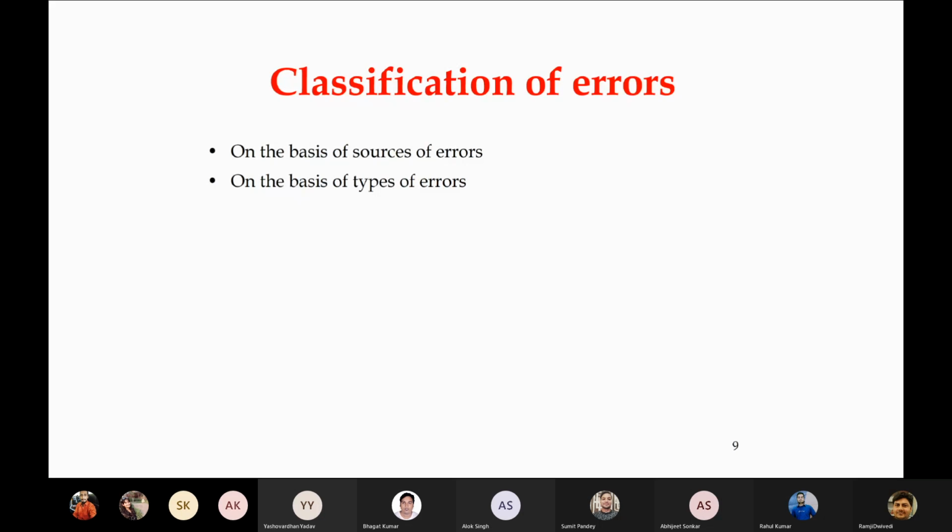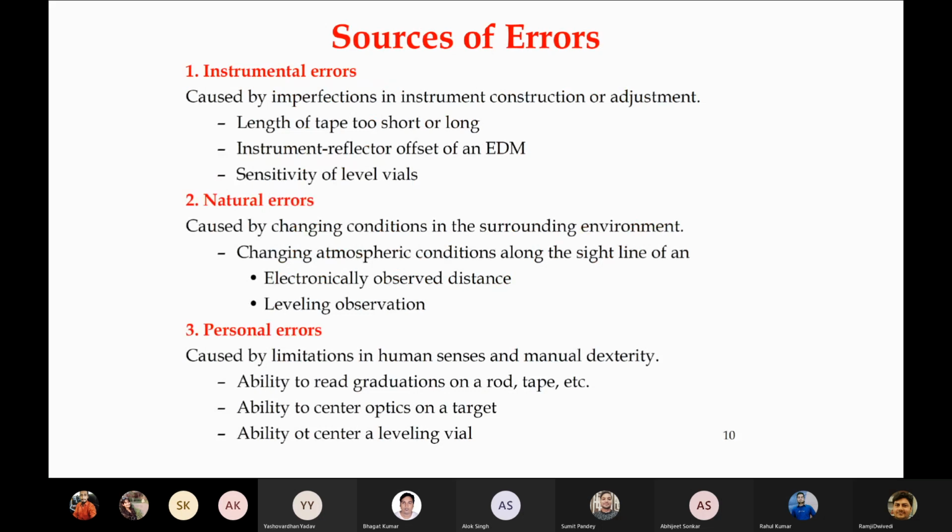So on the basis of sources of errors, let us see what are the different types. And on the basis of types of errors, let us see what are the different types. So when you define the errors on the sources of errors, there are three types. One is instrumental errors, another is natural errors, and third is personal errors.